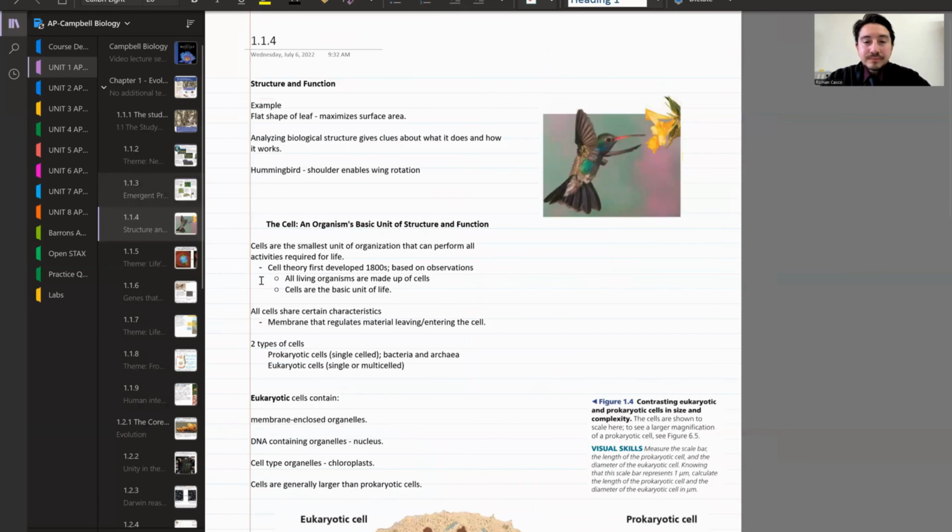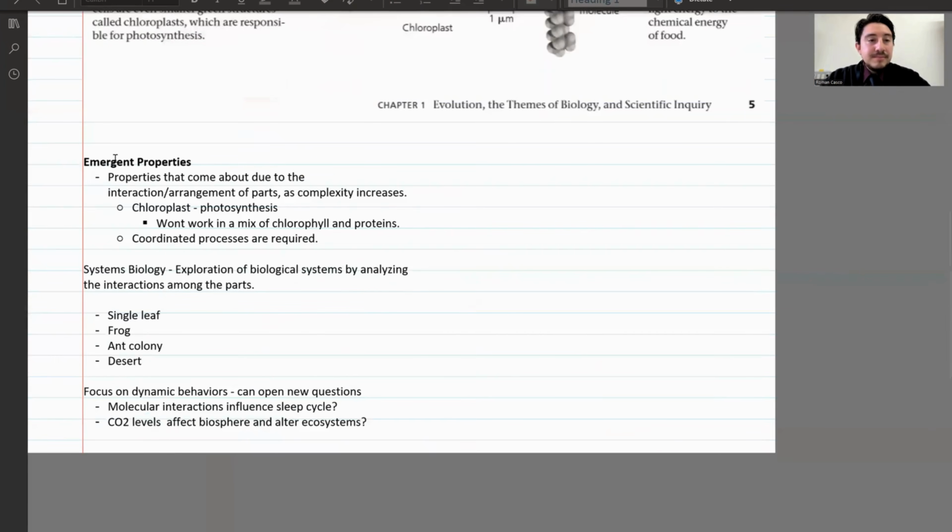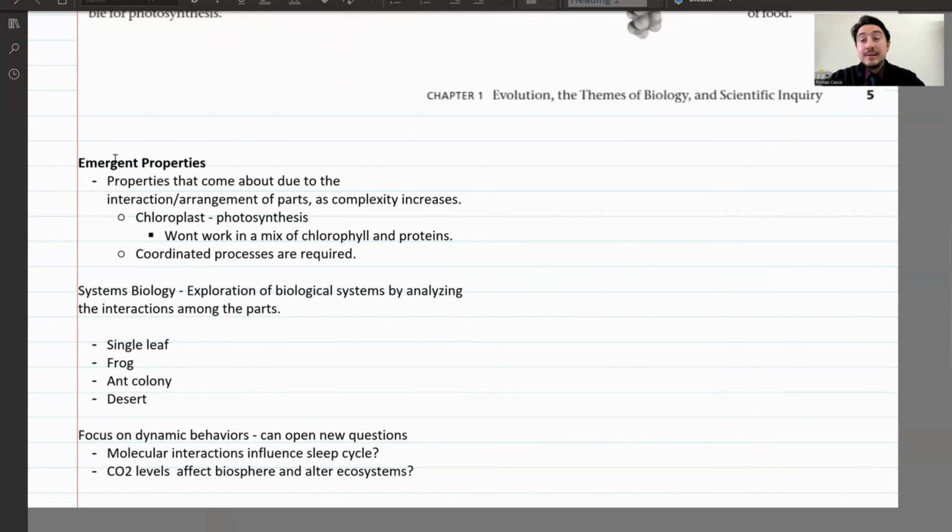Okay. Oh, sorry. Let me go down a little bit. So this is what I was referring to in terms of properties. They're referred to as emergent properties, right? And these are properties that come about due to interaction or arrangement of particular parts, structures. And then as you have this interaction, complexity tends to increase, right?